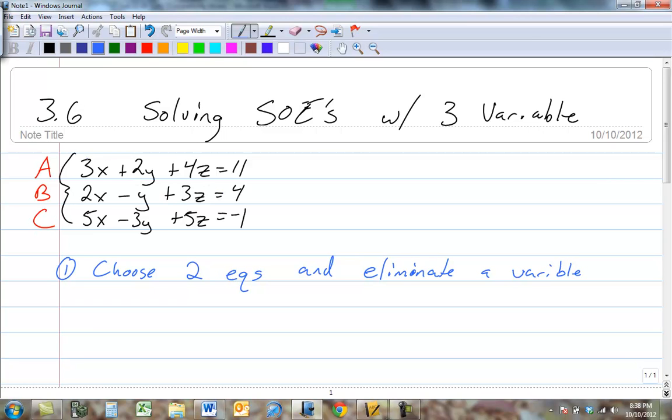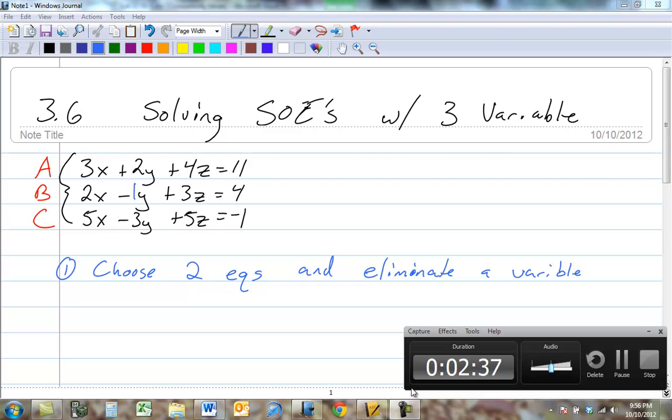If you ask me, the x's are all positive. You got 3, 2, and 5. You'd have to multiply. There's not a lot of common multiples there, right? Y's, you got negatives. You also got a 1y here. That could be useful. The z's, they're all positive. No common multiples. Z might not be a good choice. All right, so we're going to eliminate these y's.